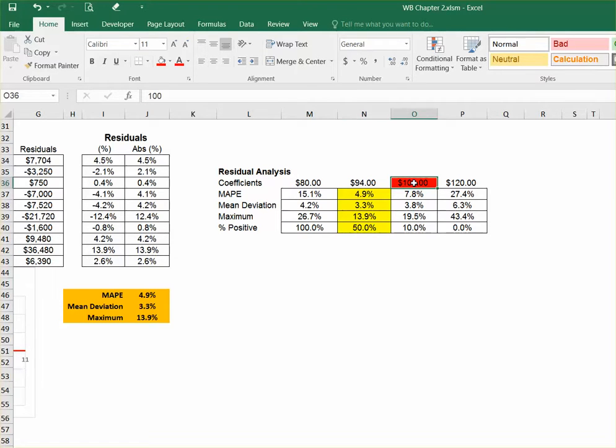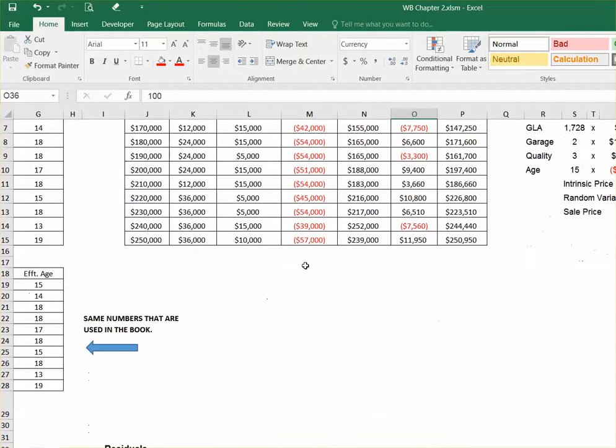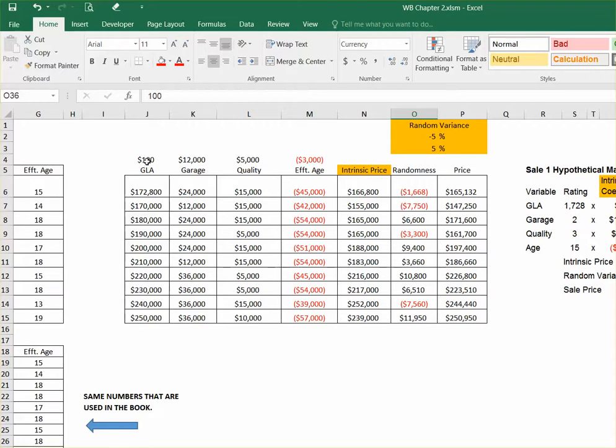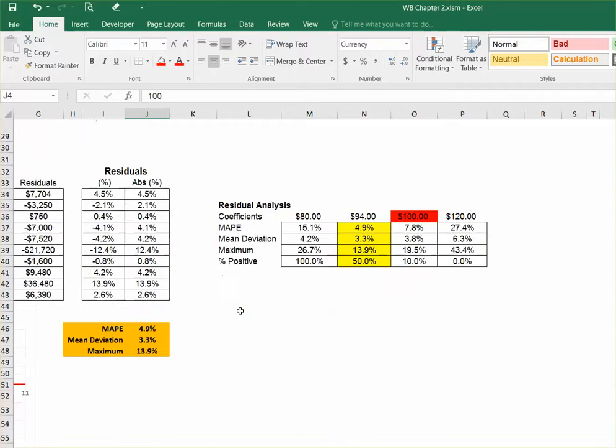Now, we tried $100 and it was not as good. We did this with a hypothetical market. What was the correct coefficient for gross living area in the hypothetical market? If we go up, we see it's $100. So $100 is what we used.